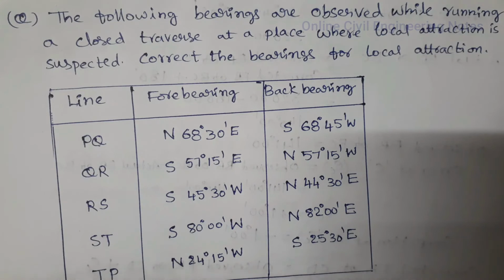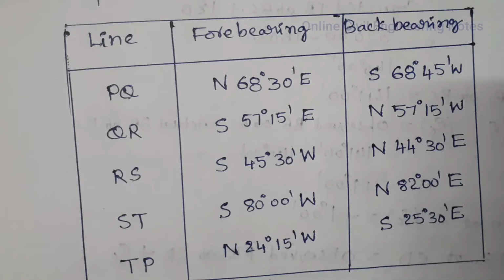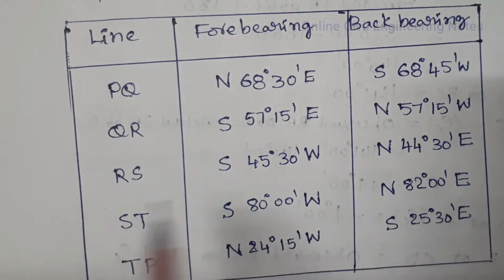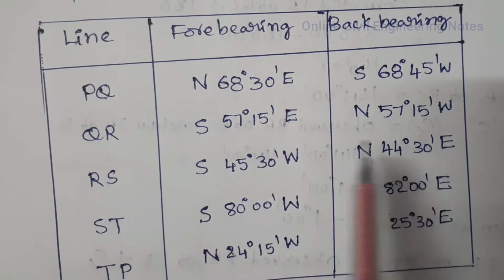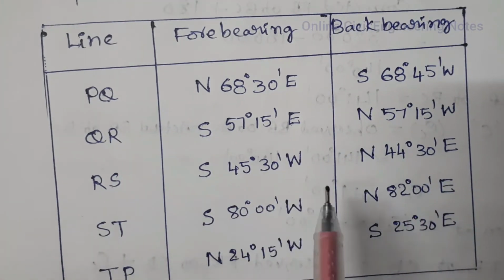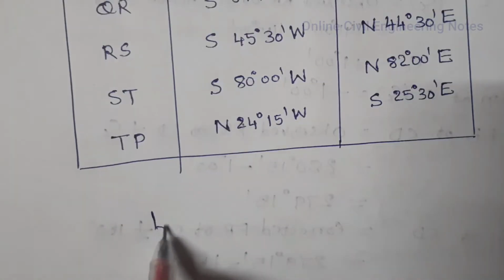Observed while running a closed traverse at a place where local attraction is suspected. Correct the bearings for local attraction. The lines are PQ, QR, RS, ST, TP. Using these lines, a traverse was formed. The bearings are in reduced bearing system or quadrantal bearing system. We have to convert all these bearings into whole circle bearing system.